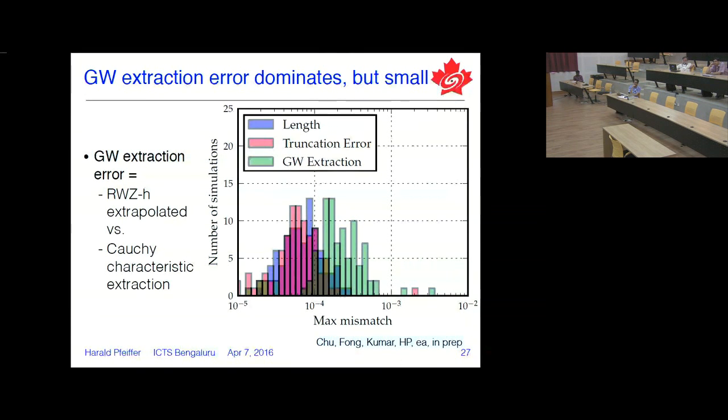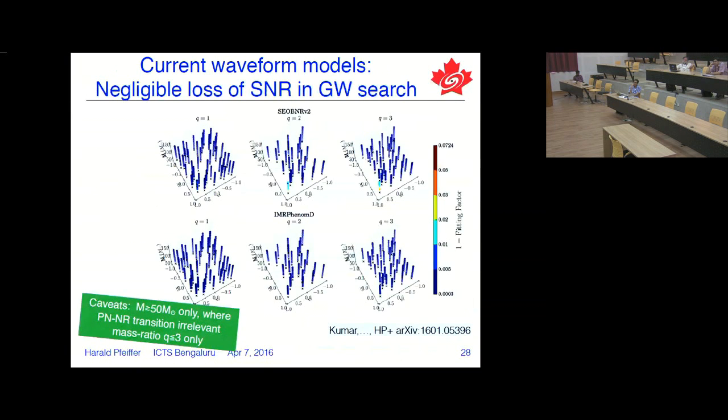Slide 28 shows one of the analyses we've done. We basically confirmed that recent waveform models, SEOBNR and RV2, as well as the IMRPhenom D model, are absolutely good enough to do gravitational wave searches in the region of parameter space where gravitational waves have so far been found.